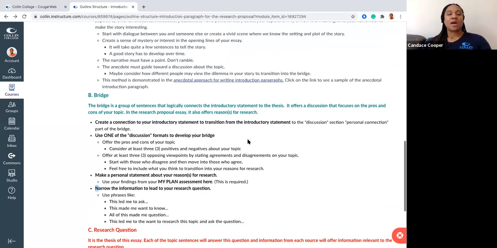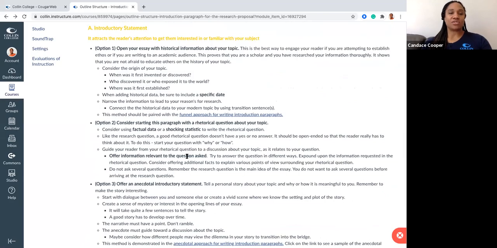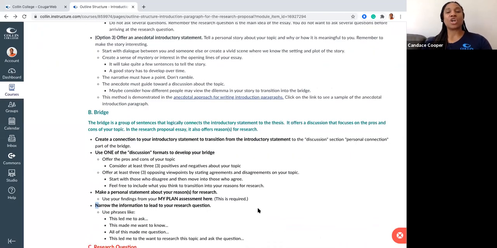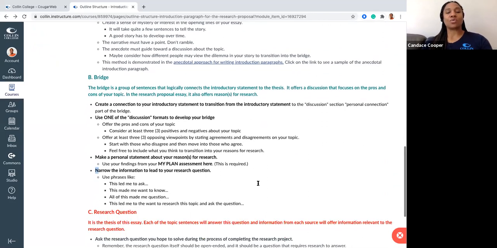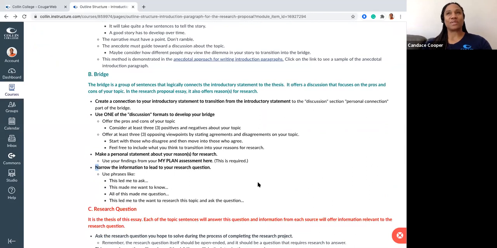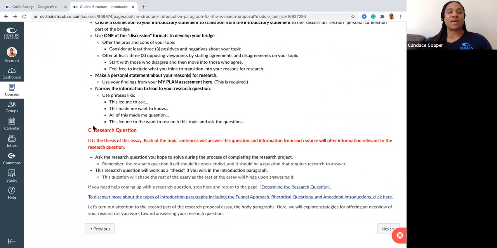Okay. Keep in mind, you will be using this structure where you write an introductory statement and a bridge in all of your essays for this semester. So you want to get used to this idea. You may feel like you're being thrown in cold water, but I promise you the first one is maybe a little tough to do, but the other ones will come more easily. All right. And then finally, at the end, you'll add your research question.